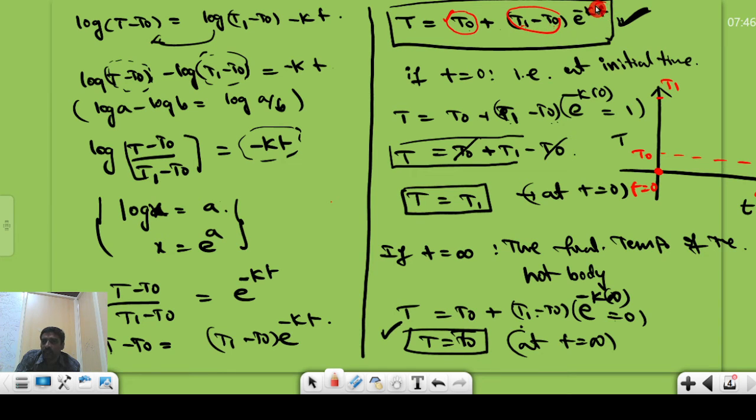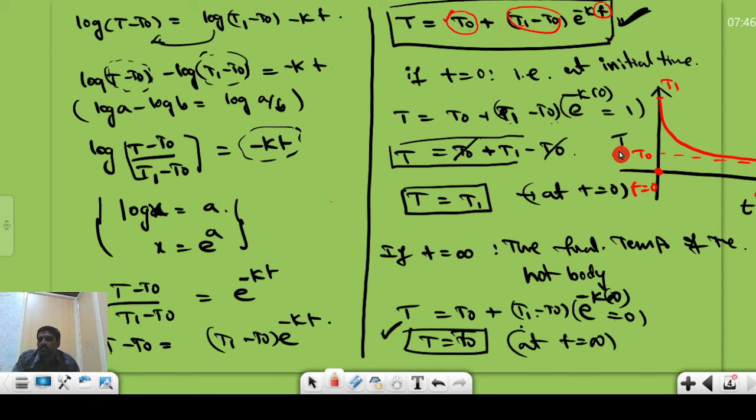Here we have the exponential time. This graph gives the information about the shape of the graph. It is an exponentially decreasing graph. From the initial time to the final time, the temperature of the hot body is going to decrease exponentially. That is the shape the graph takes. So from this graph we can draw some conclusions.